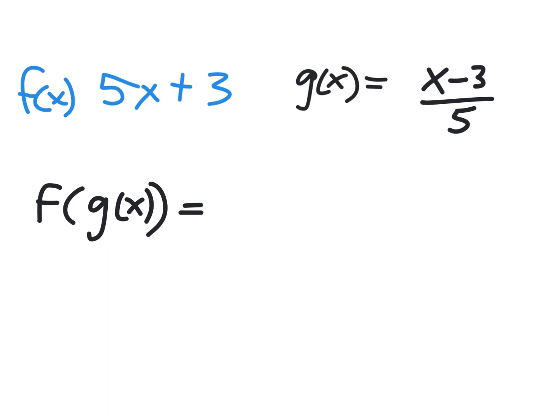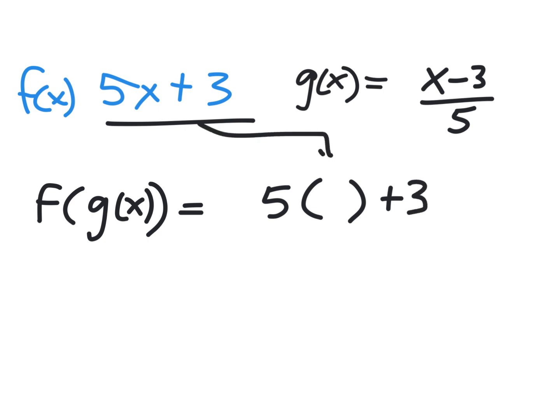And it's going to end up simplifying all the way down. You'll see when you do it. So go ahead and do that. Make f eat g. You're supposed to know how to do that. Here's the f function. You write 5 with a parentheses where the x was. These parentheses are huge in this unit. But what does it eat? It eats the g, which is x minus 3 over 5.